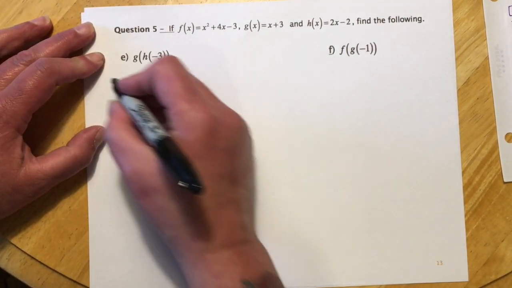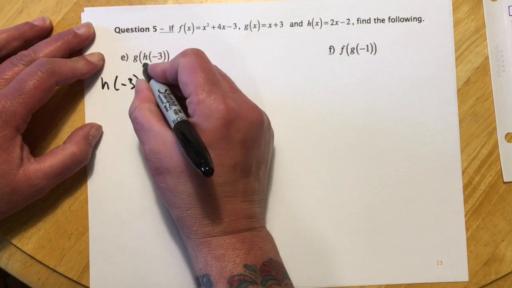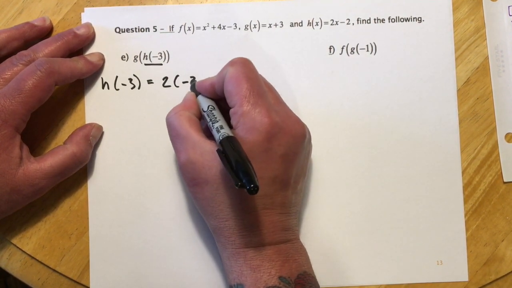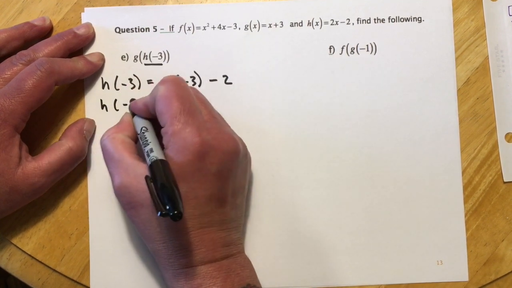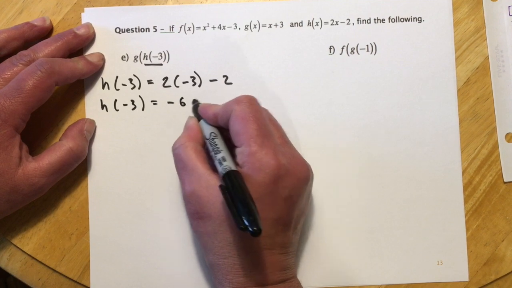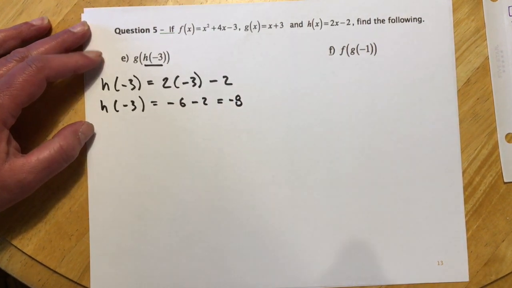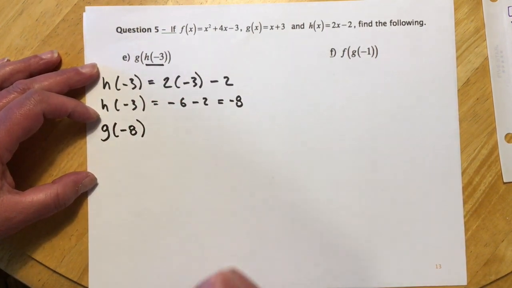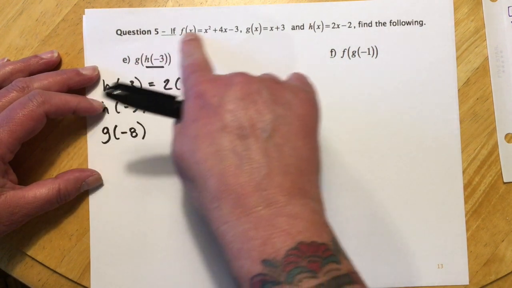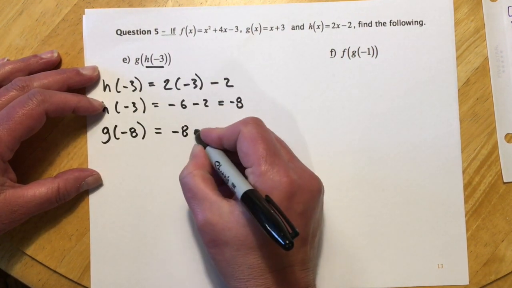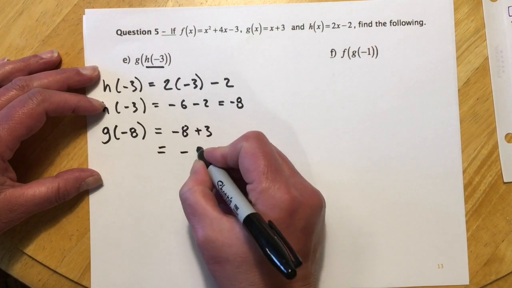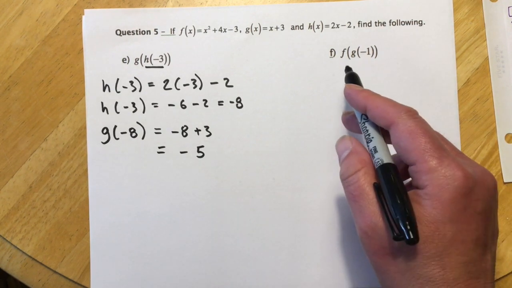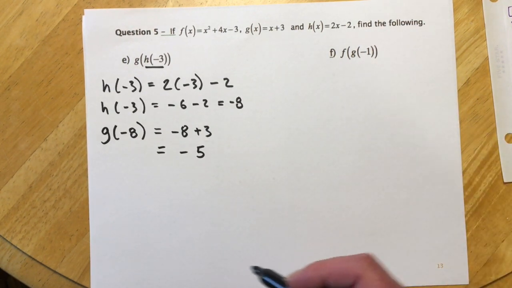Okay, and then back to the composites for you guys. So h of negative 3 would be our first step, do the inside, and that is 2, negative 3 minus 2. So that is negative 6 minus 2, or negative 8. And so then that's our inside, so then we have to find g of negative 8. So plugging that back into g, I got negative 8 plus 3, or negative 5.